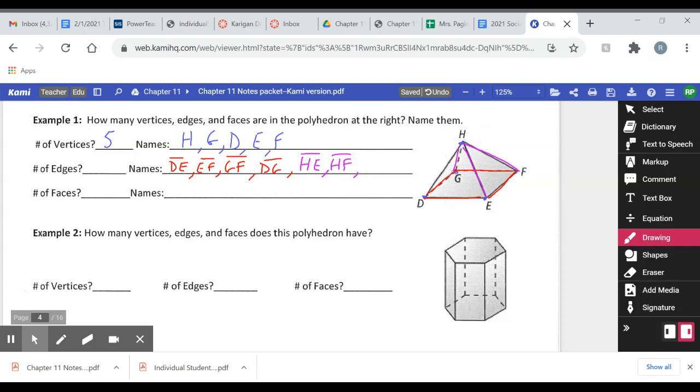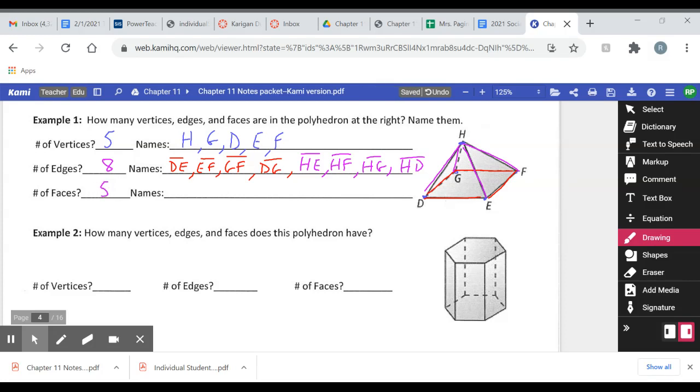And we can see HG is 1. And we can see HD is 1. So there are a total of 8 we can see from that. And then the number of faces in this particular case, again, we can see that there are 4 triangles around this pyramid. And then there's one face at the bottom, which is like the base of the pyramid. So there are a total of 5 faces.